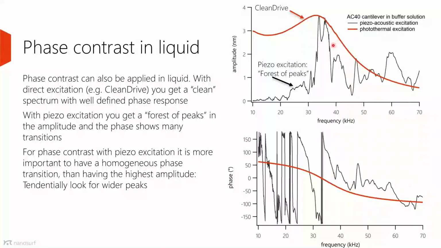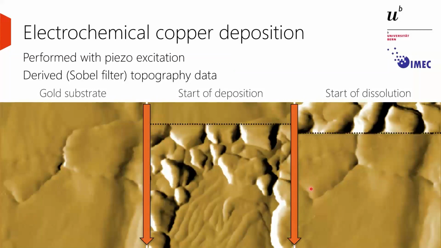What is important there is don't look for the highest, sharpest peak, but try to look for a bit of a wider peak, a wider phase transition range. Then you will have a chance that you get a nice phase contrast. An example of that with piezo excitation is here.